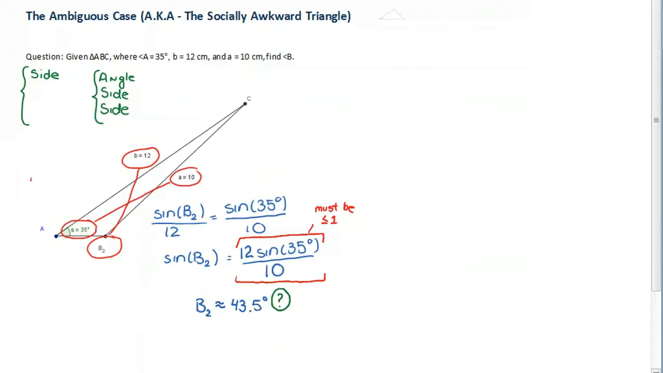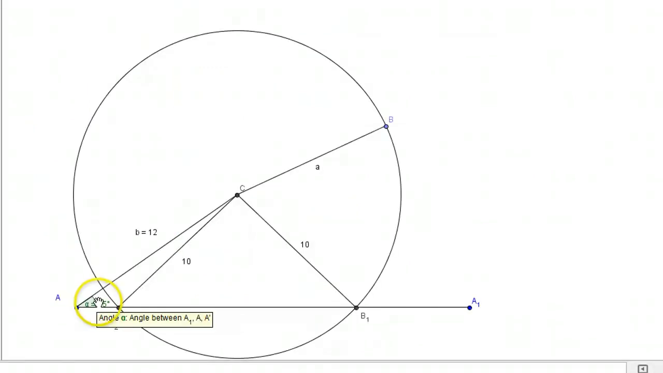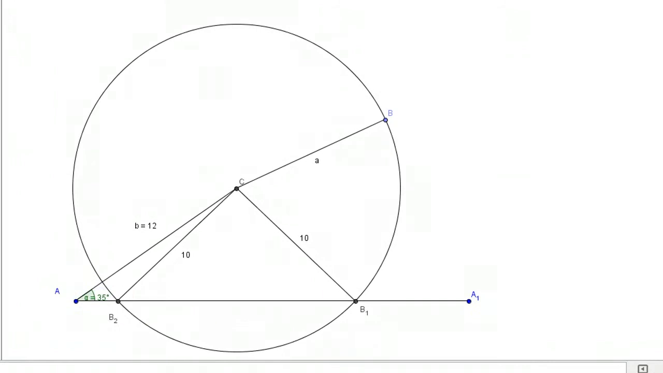So this is why we talk about what's called the ambiguous case. Because, interestingly, there's a second way we could actually draw this triangle. When we're given an angle side-side case, think of it like this. So here's my angle A of 35 degrees. So here's my length B, which is 12 centimeters.